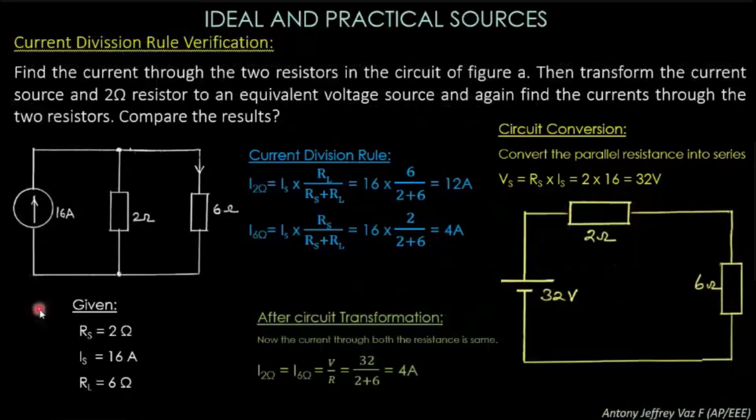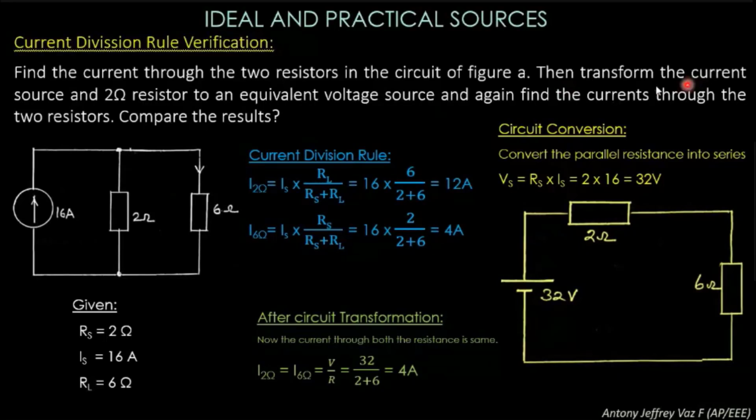As a typing mistake. Okay, let us move to the next topic, which is current division rule verification. This is a very simple question that may be asked in your exams. Find the current through the two resistors in the circuit of figure A. This circuit is given, and they will be asking how much current is passing through the 2 ohm resistance and the 6 ohm resistance. You need to find the current flowing in these two resistances separately.